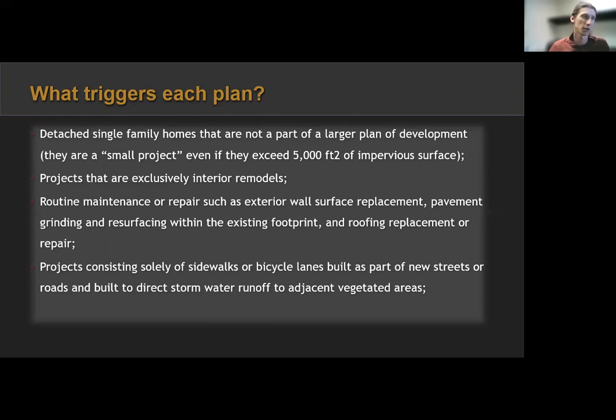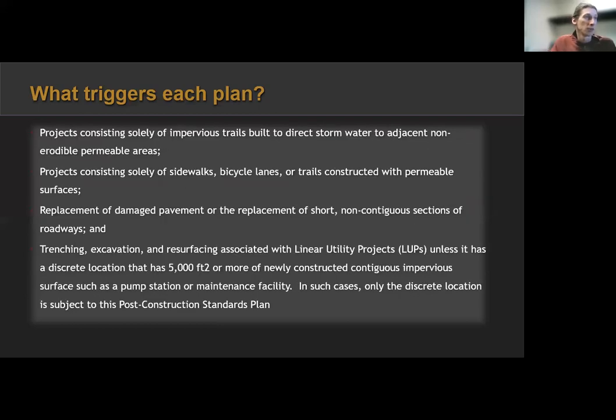Projects consisting solely of sidewalks or bicycle lanes built as part of new streets or roads and built to direct stormwater runoff to adjacent vegetated areas. They don't need this. They are exempt from that. Projects consisting solely of impervious trails built to direct stormwater to adjacent non-erodible permeable areas. Okay. Projects consisting solely of sidewalks, bicycle lanes, or trails constructed with permeable surfaces.